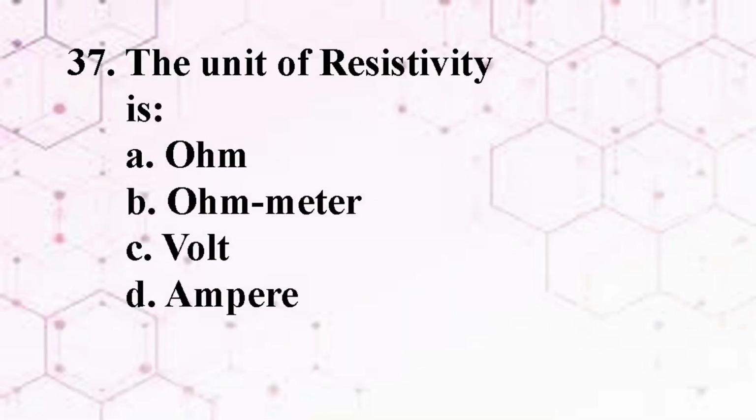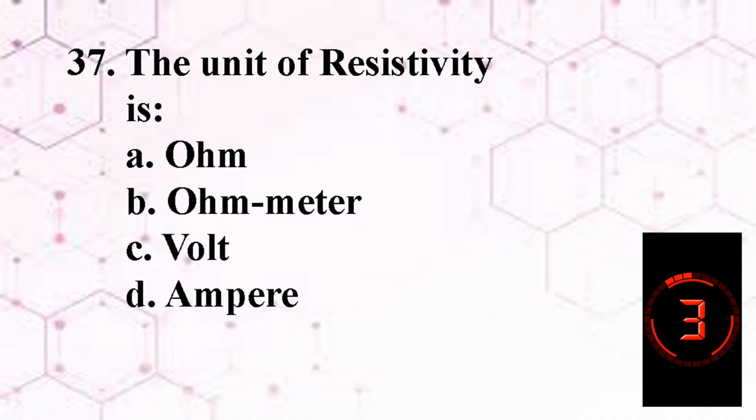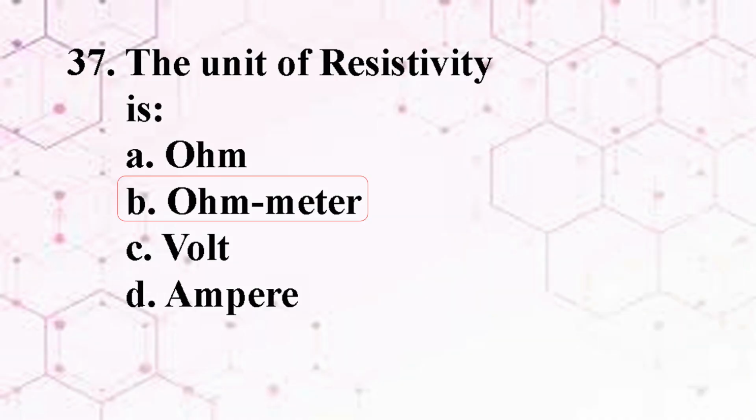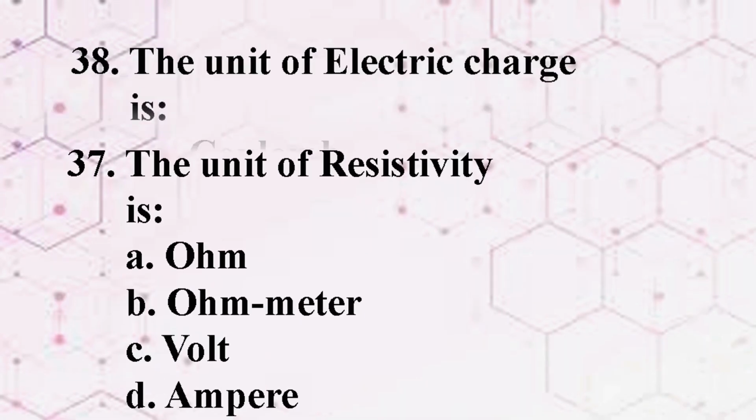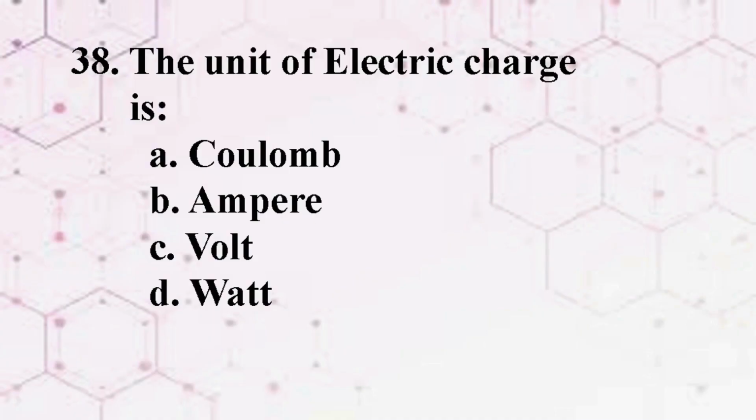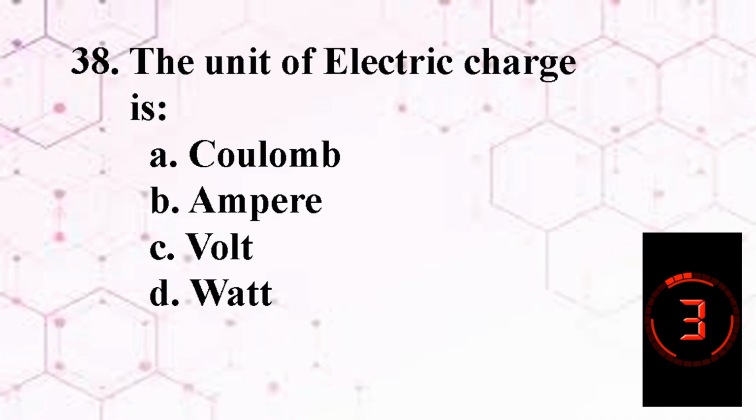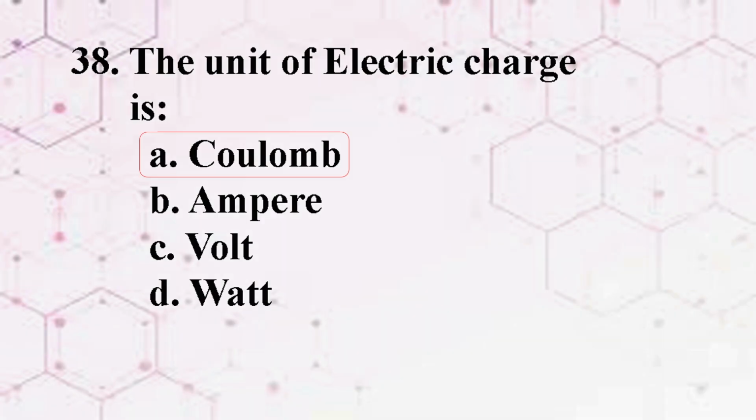Question number 37. Unit of resistivity is A ohm, B ohm meter, C volt, D ampere. The correct answer is B, ohm meter. Question number 38. The unit of electric charge is A coulomb, B ampere, C volt, D watt. The correct answer is A, coulomb.